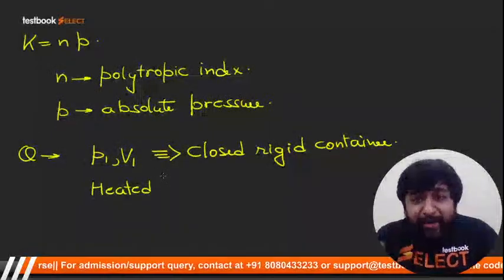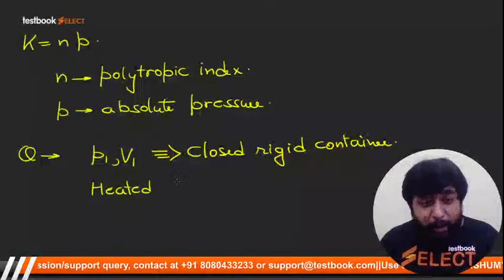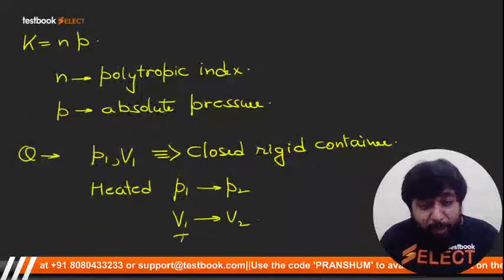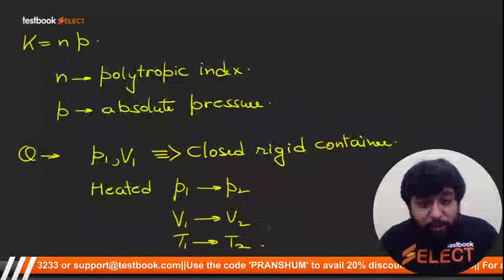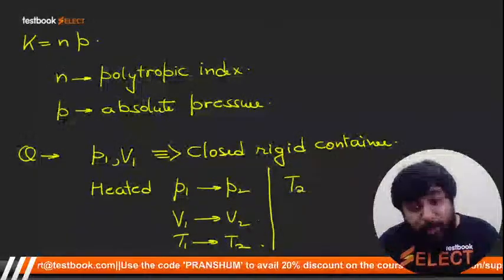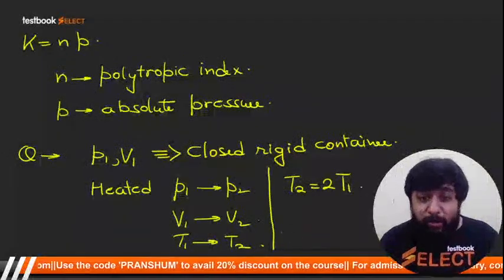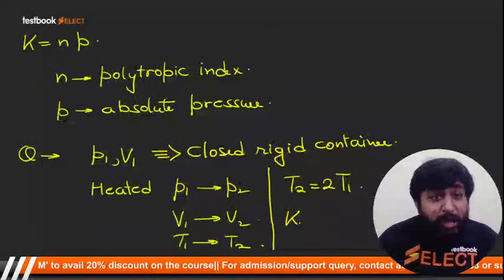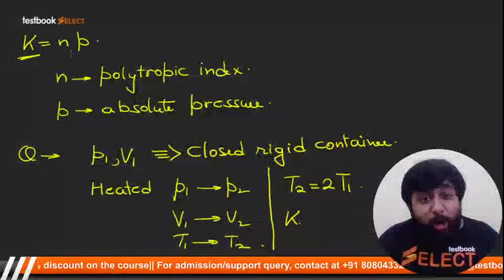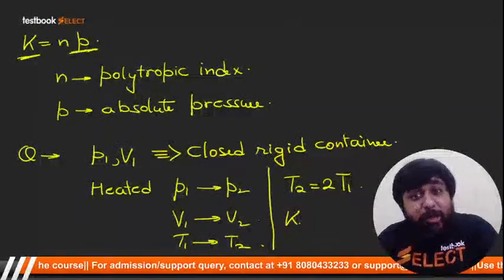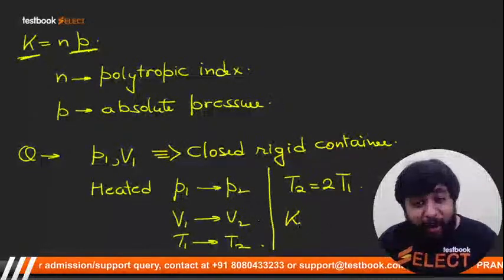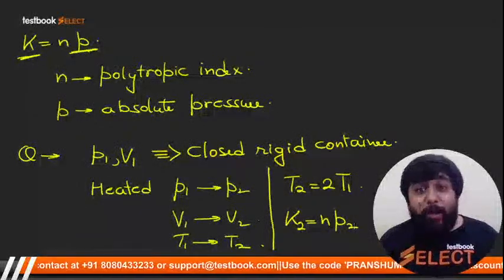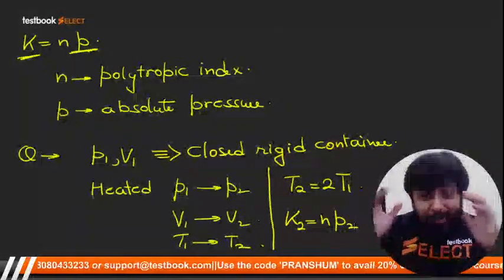That means when we are heating the gas, there will be a change of properties. Pressure P1 will become P2, volume V1 will become V2, and temperature T1 will become T2. They are saying we are heating the gas in such a manner that the final temperature is twice the initial temperature. They are asking what is the final bulk modulus. Why are they saying final bulk modulus? Because the bulk modulus will change with the pressure. So find out K2, that will be nP2. They are asking how much is the bulk modulus of the gas at the final state.